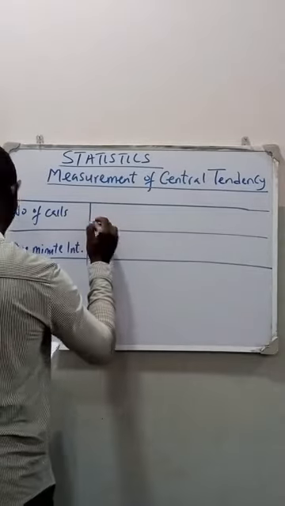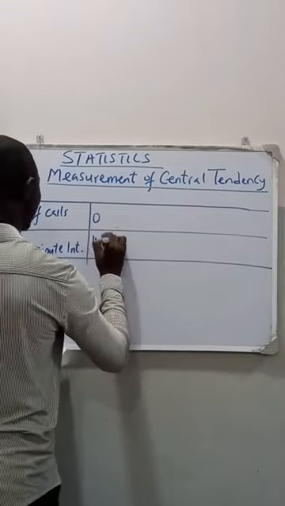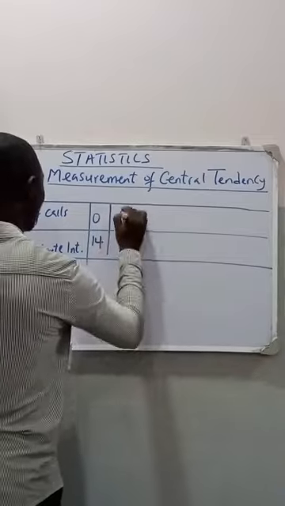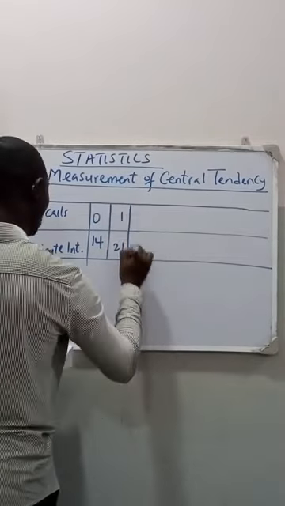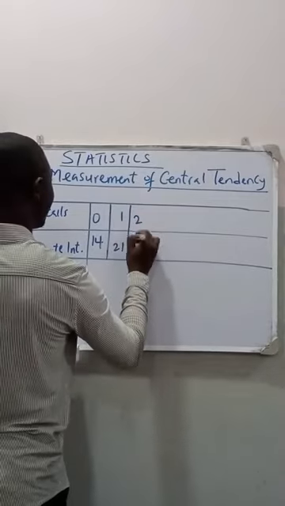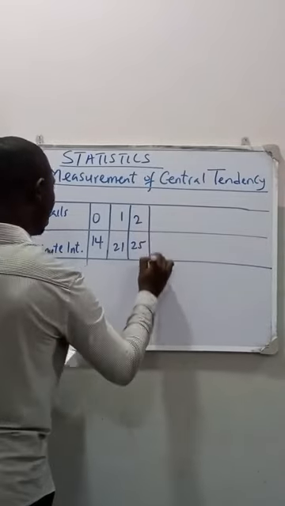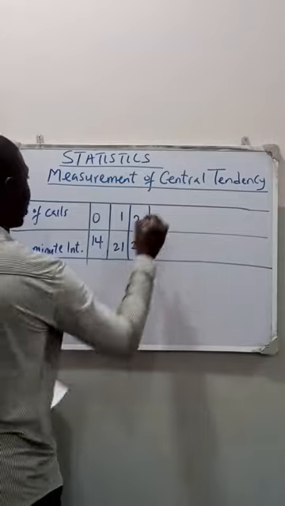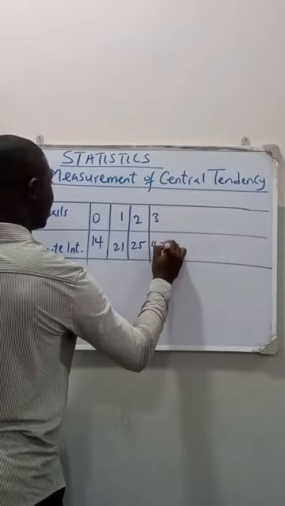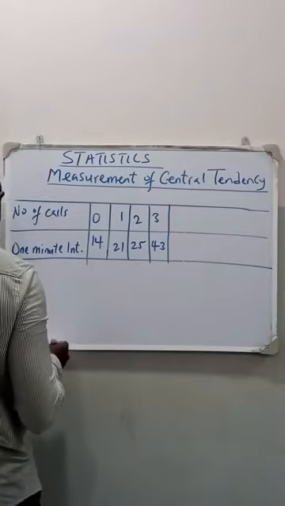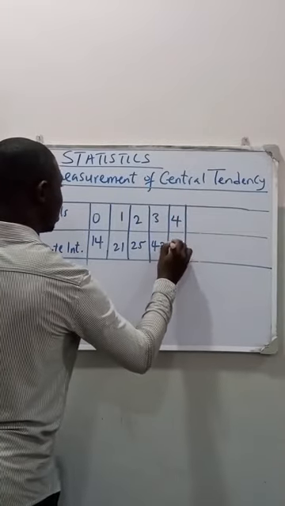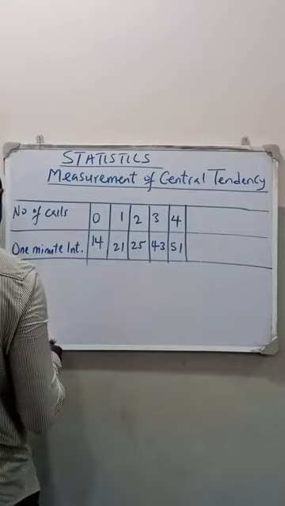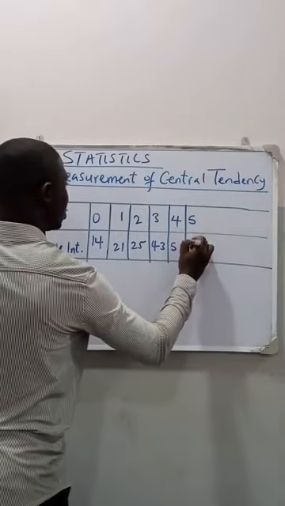The first one we have is 0 to 14. We have 1 to 21. The next one we have 2 to 25. The next one we have 3 to 43. Followed by 4 to 51. Followed by 5 to 40.